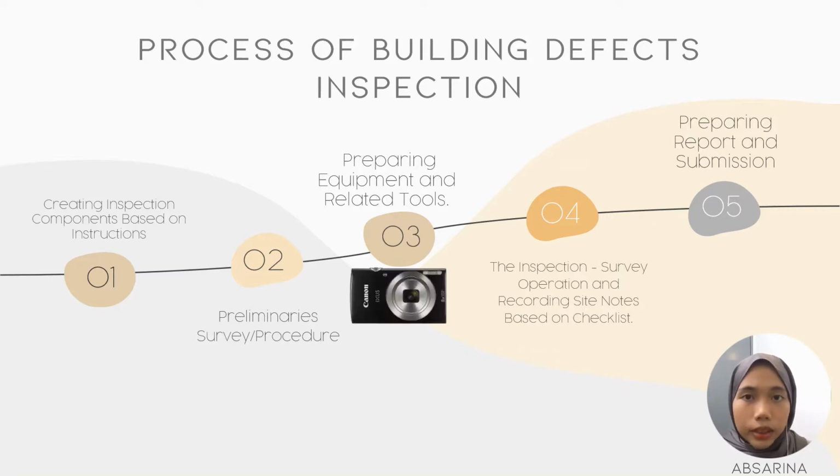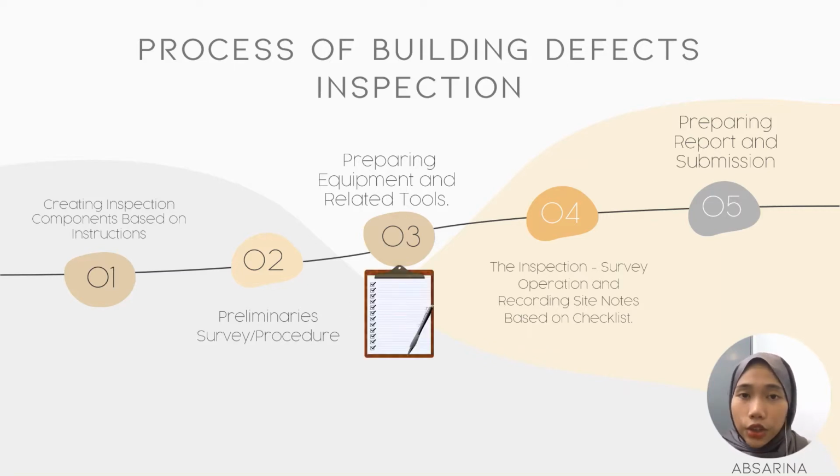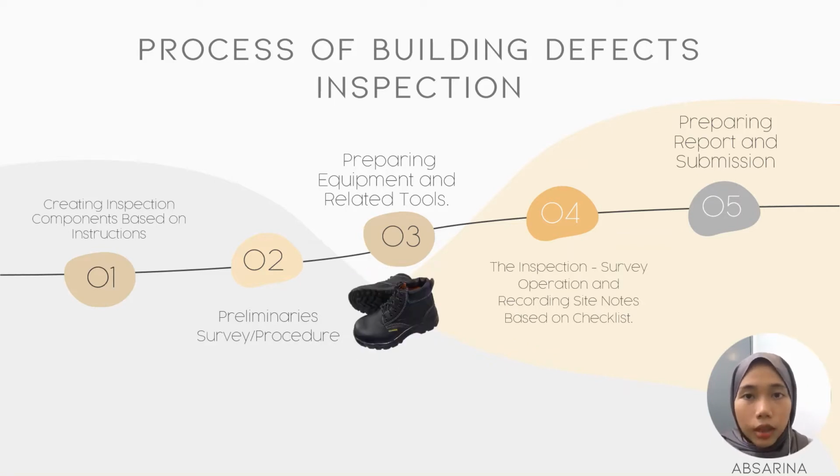For example, camera, notes and stationery, measuring tape, ladder, torchlight, safety boot, safety helmet, gloves, safety mask, concrete cover meter, depth gauge, digital movement crack and any other important tools. Fourth step is the inspection stage, which is the survey operation and recording notes based on the checklist. While doing the inspection, we must capture evidence, defect pictures and note the details. We must know the symptom, the cause and the remedial.